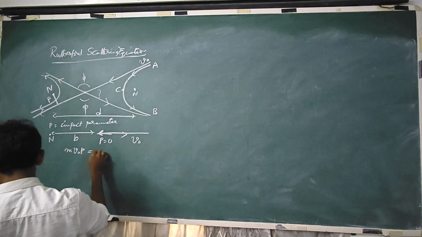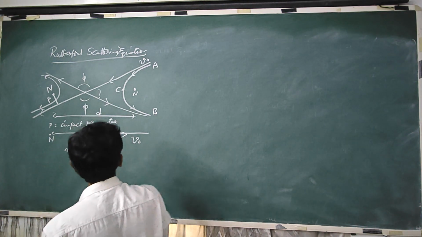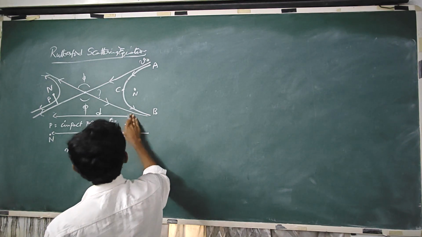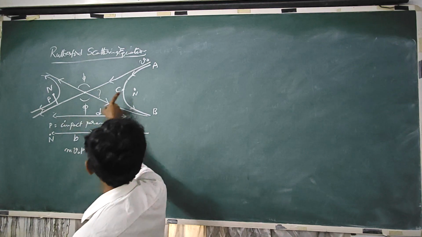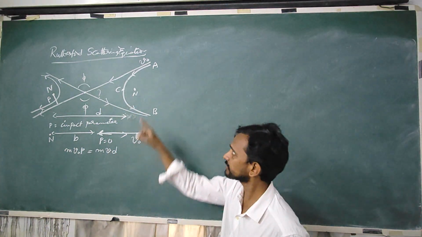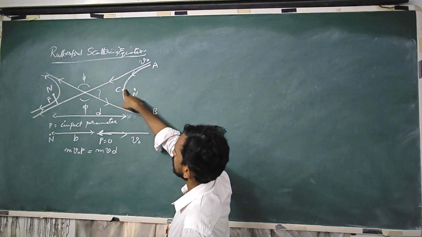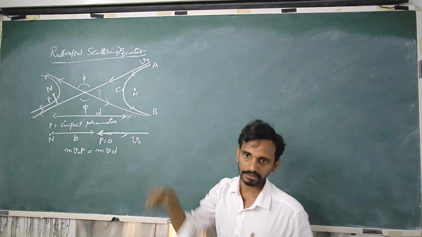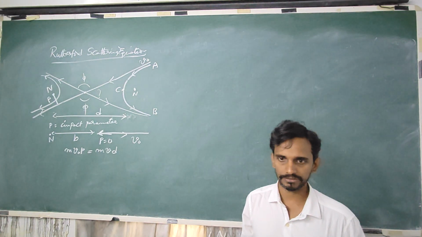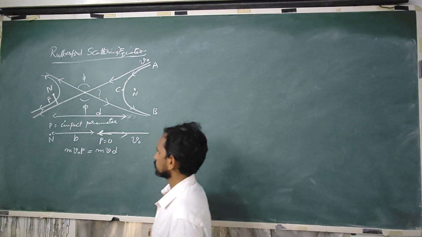So m v naught p is equal to m v d. d is the distance between the nucleus and point C. The actual track of the particle is that it starts from A, approaches up to point C, reverts back and takes a track back. So what are we doing?